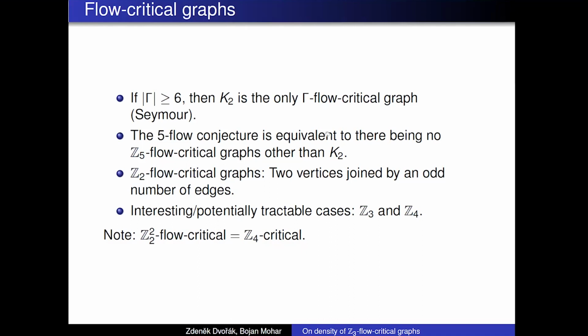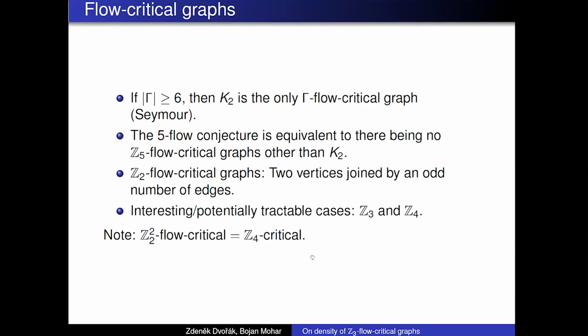And similarly, the 5-flow conjecture is equivalent to this also holding for Z5. So if the 5-flow conjecture is true, there are no interesting Z5 flow critical graphs. Also, you can easily characterize Z2 flow critical graphs, because a graph has a nowhere zero Z2 flow if and only if it is Eulerian, or equivalently, if and only if it doesn't contain an edge cut of odd size. And so this shows that Z2 flow critical graphs are precisely those that are two vertices joined by an odd number of edges. So this leaves as the interesting cases only the groups of size 3 or 4, Z3 and Z4.